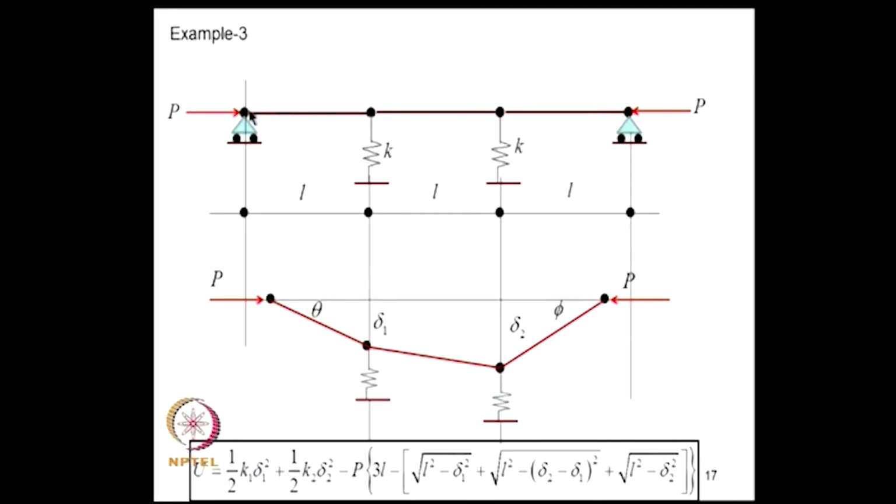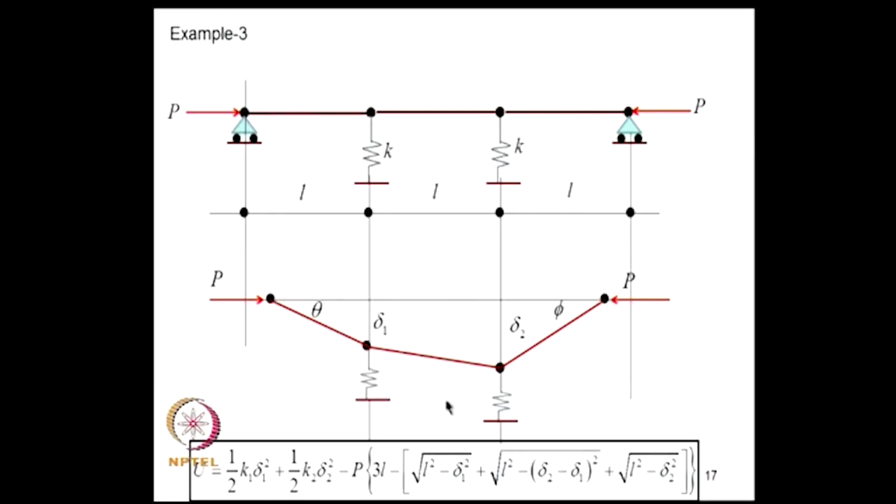So, upon the application of these loads, this roller moves to the right, this roller moves to the left, and these springs get compressed, and this is the snapshot of the deformed configuration, from which I will be able to write the expression for the total potential energy. This is energy stored in K1, I am calling this K1 and K2, numerically both are equal. So, this is half K1 delta 1 square plus half K2 delta 2 square, minus P times 3L minus this distance.